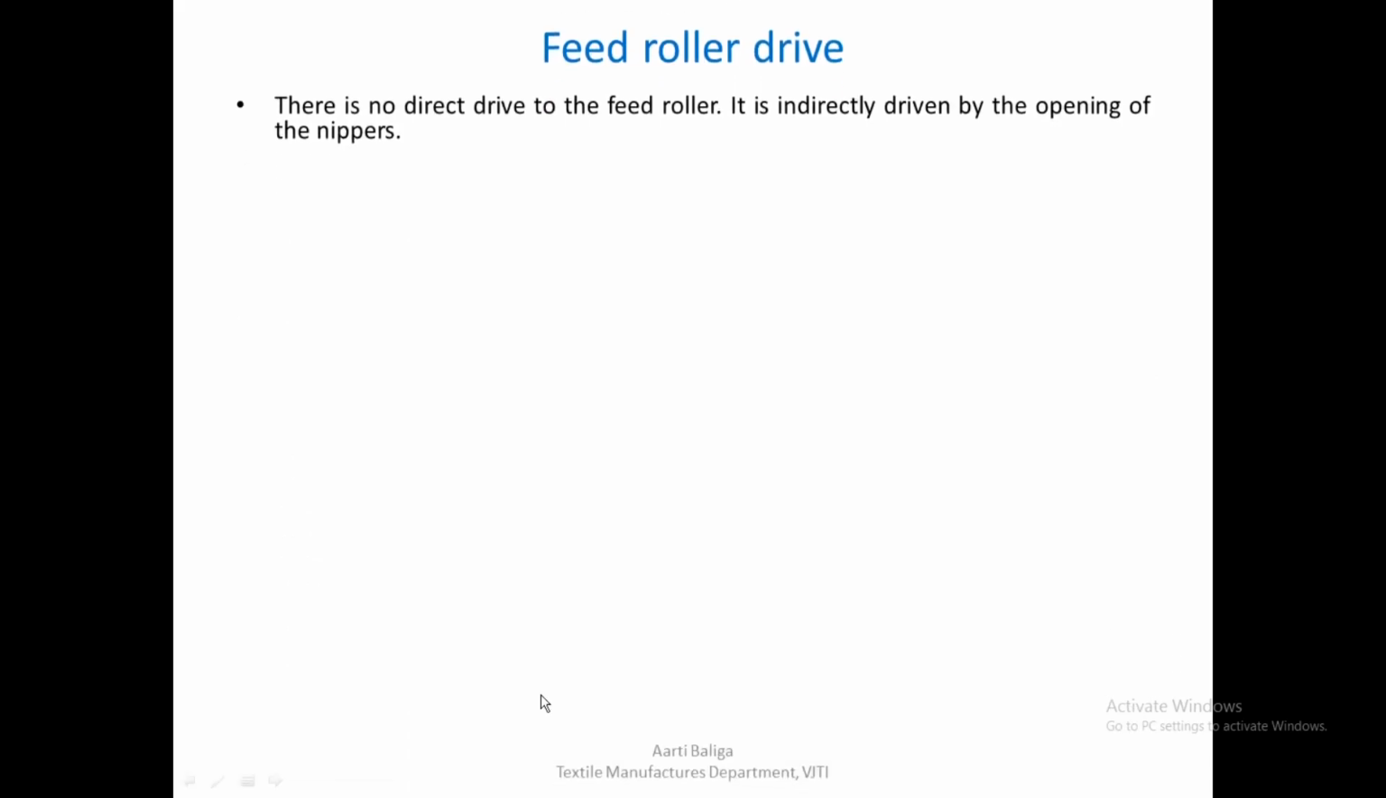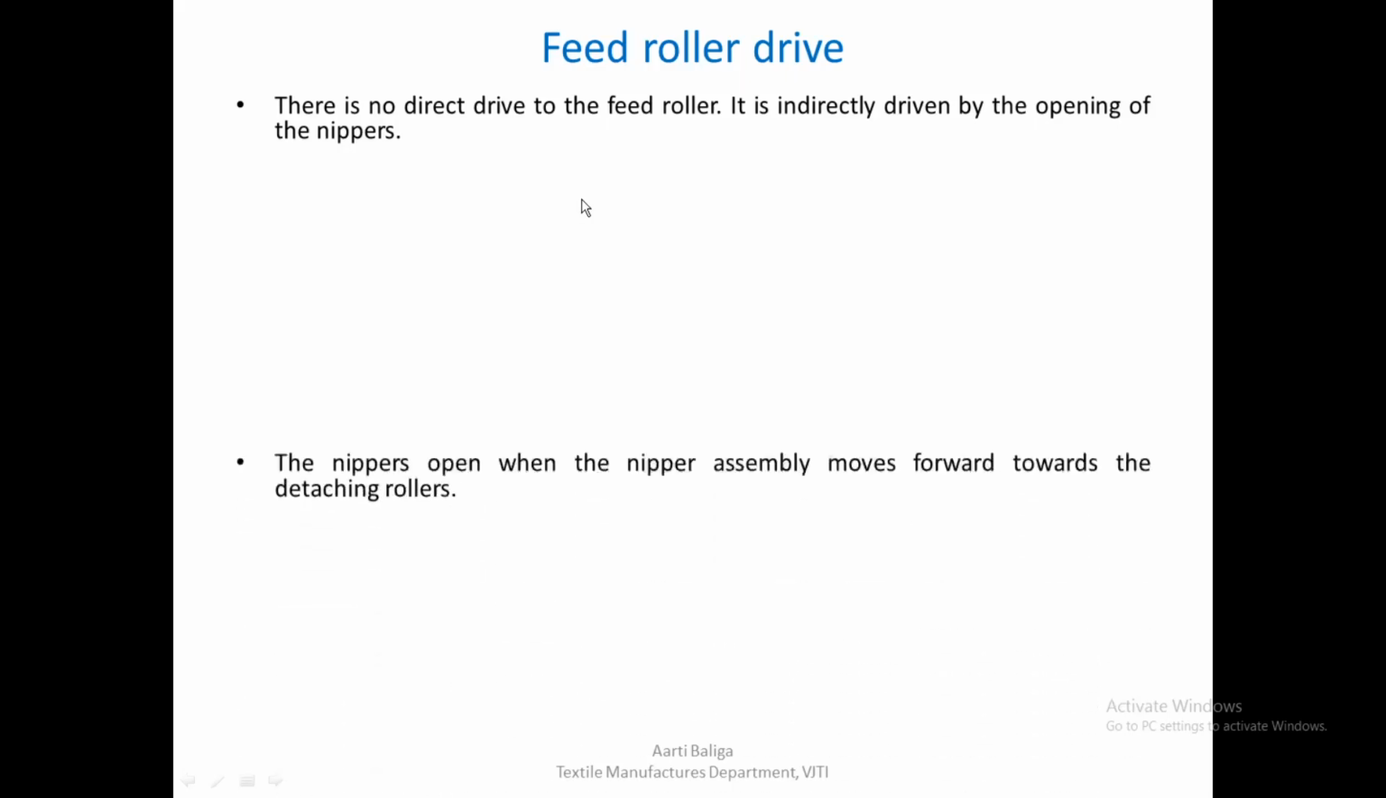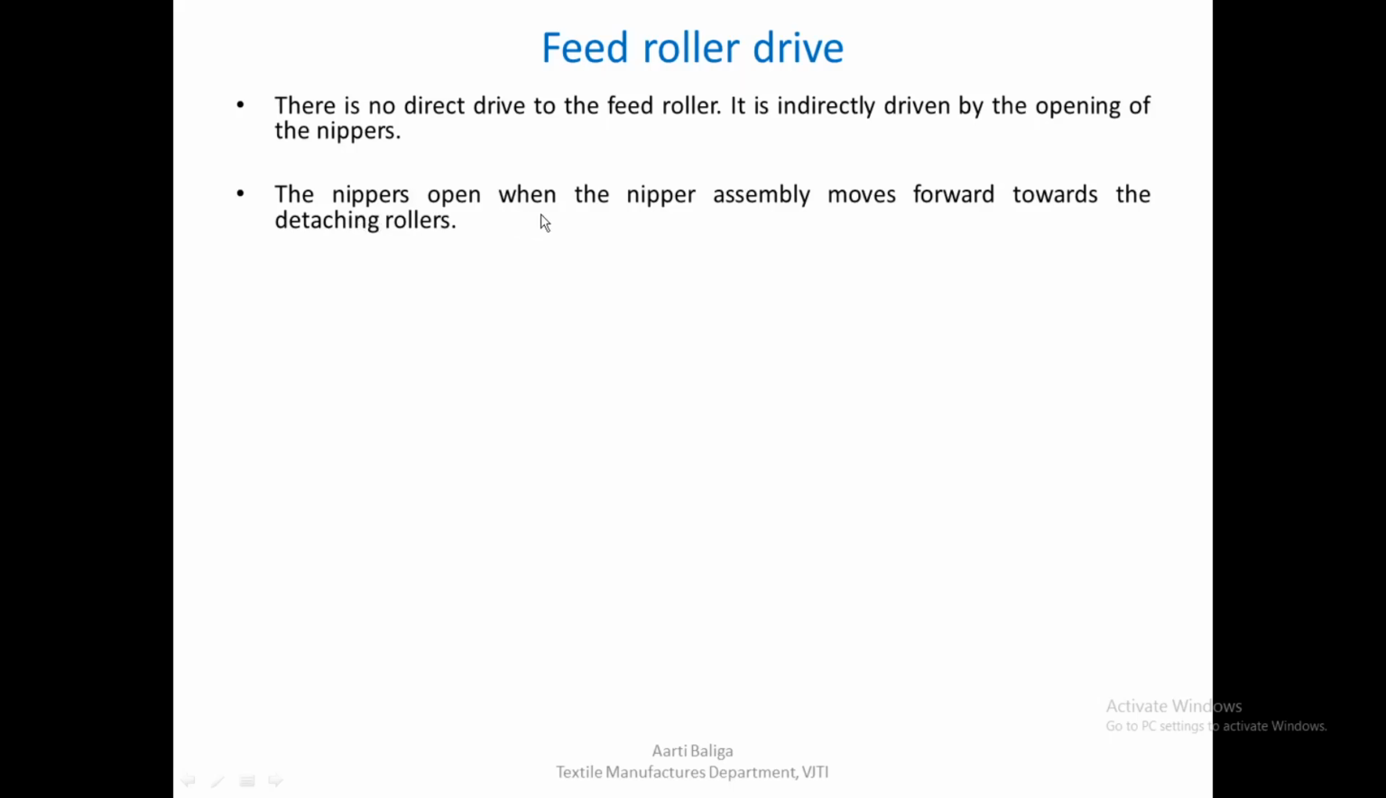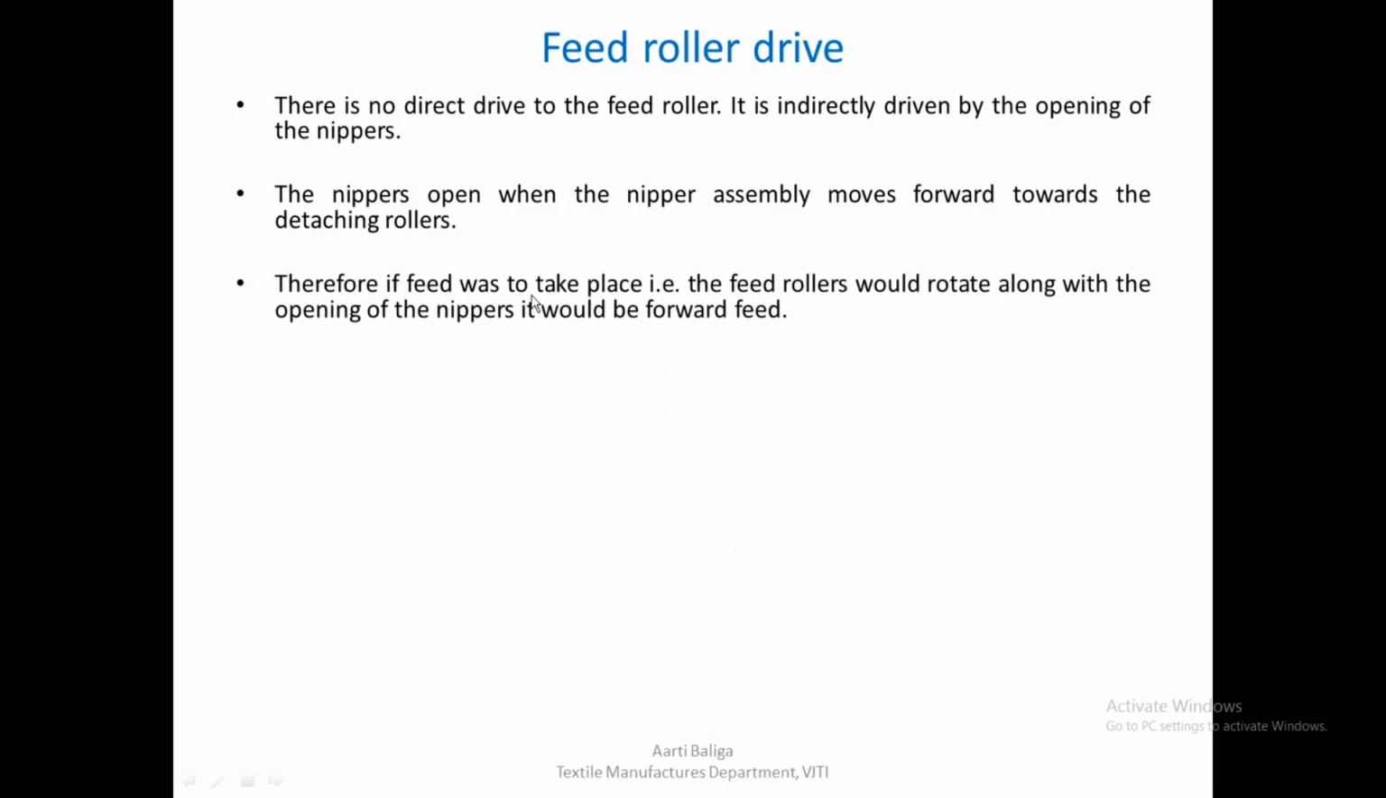So having seen this, let us see how the feed roller is driven. There is no direct drive to the feed roller. It is indirectly driven by the opening of the nippers. Last time we have seen how the nippers are functioning. The nippers open when the nipper assembly moves forward towards the detaching rollers in the case of forward feed. Therefore, if the feed rollers rotate along with the opening of the nippers, it would be a forward feed.